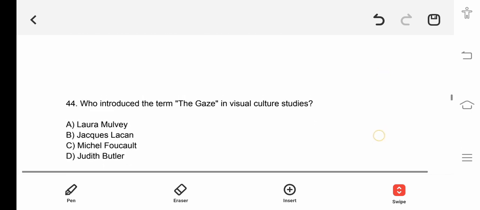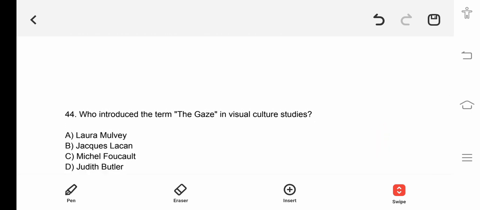Let's see question number 44. Who introduced the term the gaze in visual cultural studies? The gaze concept is given by whom? Options you have.